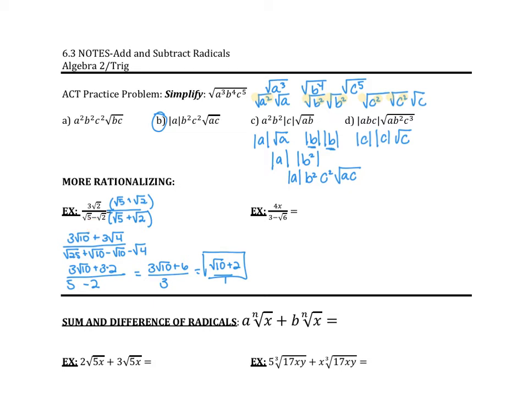And then simplifying. All right, hit pause and try this second one and see what you come up with. Okay, after looking at this next problem, what am I going to multiply by? What is going to be my conjugate? It's going to be 3 plus root 6.